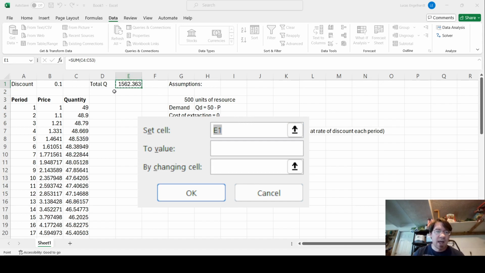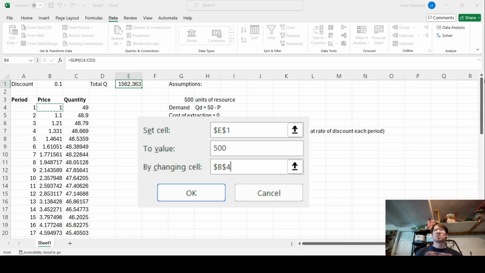So in my case, I have a goal for having this quantity, right? So I want to set this cell, so E1, to a value of 500, because 500 is the total amount of the resource we have available. By changing cell, the cell that I'm trying to guess to get that number to 500 is that initial price. It says B4. So now Excel is going to automatically go through and try to narrow down what the correct price is.